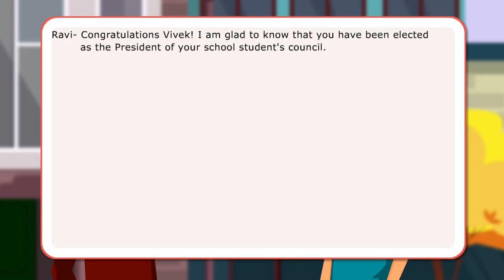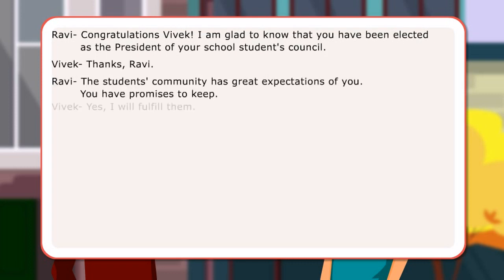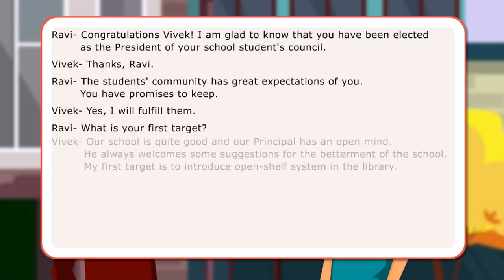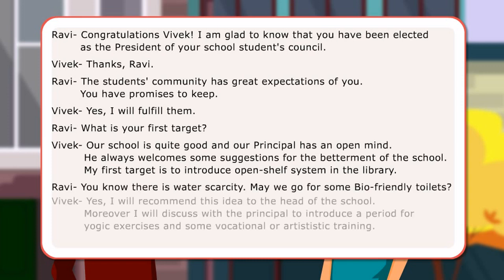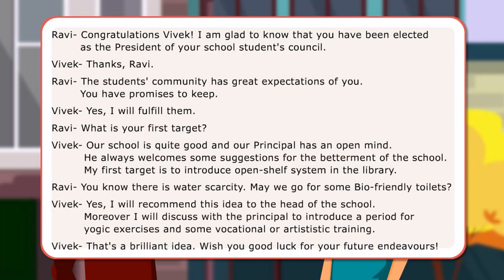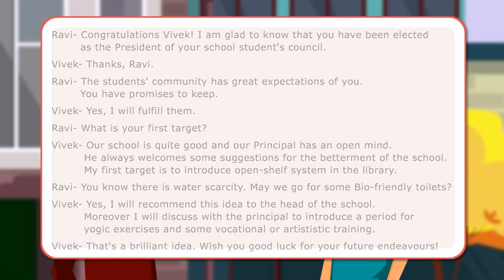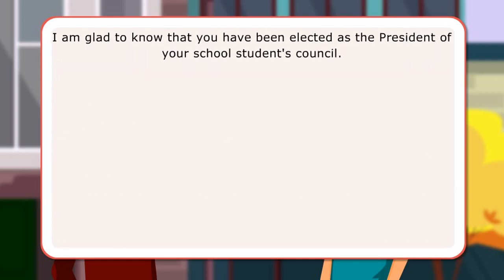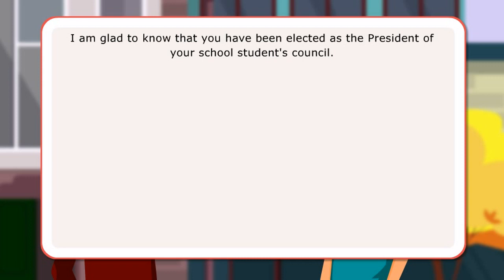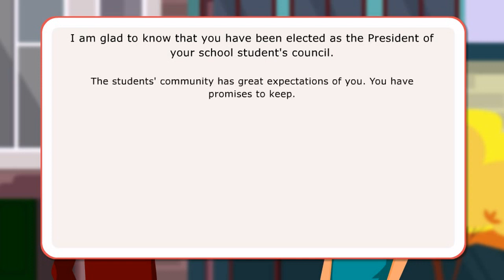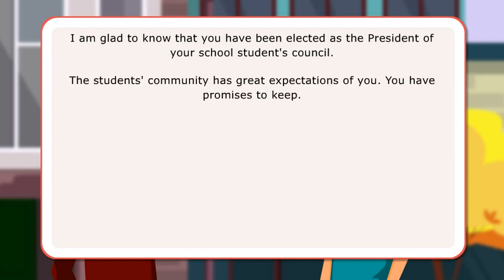In the dialogues, the friends have used definite and indefinite articles, some and zero articles with nouns. Here are some examples of sentences. I'm glad to know that you have been elected as the president of your school students' council. The students' community has great expectations of you. You have promises to keep.